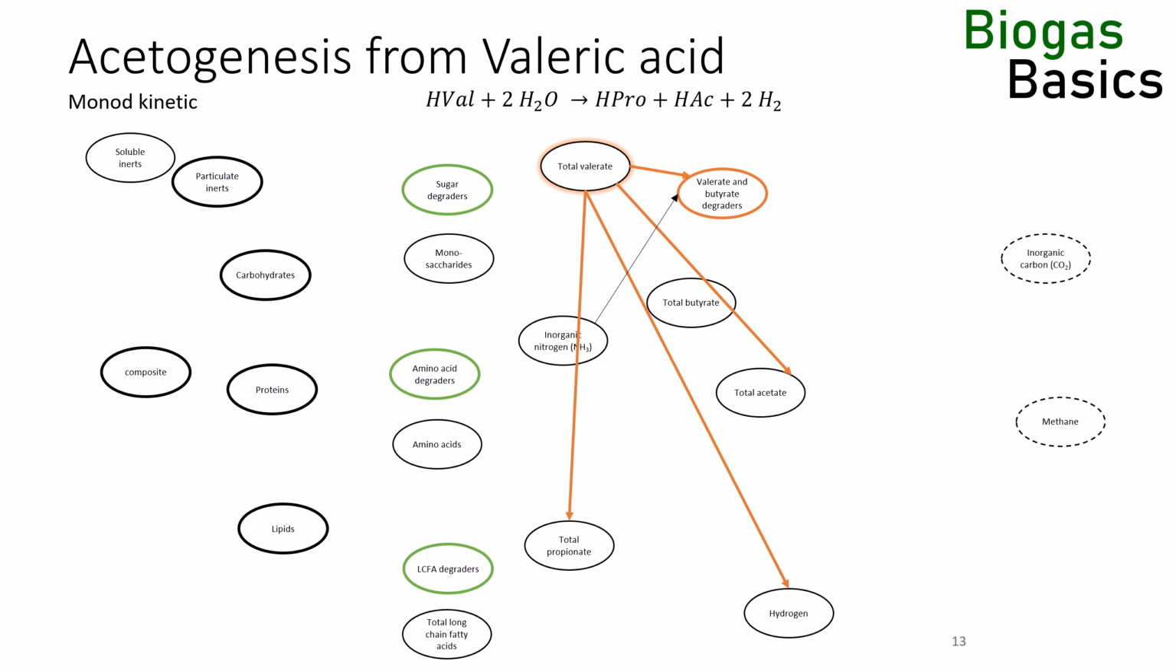The ADM1 does not consider homoacetogenic reactions, but focuses on the syntrophic acetogenic reactions using propionic, butyric and valeric acid as substrates. Let's start at the top with valeric acid. The reaction in the ADM1 is valeric acid plus 2 water reacts to propionic acid, acetic acid, 2 hydrogen and valerate and butyrate degraders. This group of acetogenic bacteria can consume both butyric and valeric acid. During growth, they bind nitrogen from the inorganic nitrogen or ammonia pool. The valeric acid degradation reaction is a Monod kinetic with a limitation term for inorganic nitrogen and inhibition terms for pH and hydrogen and a special competitive inhibition term for butyric acid.